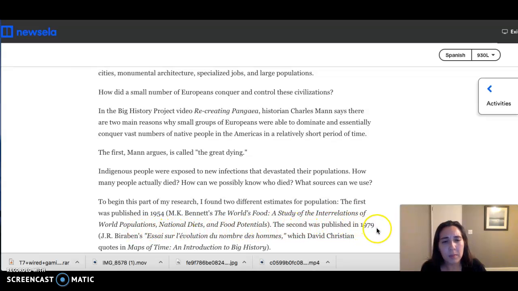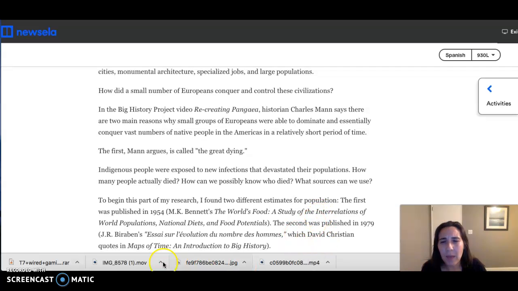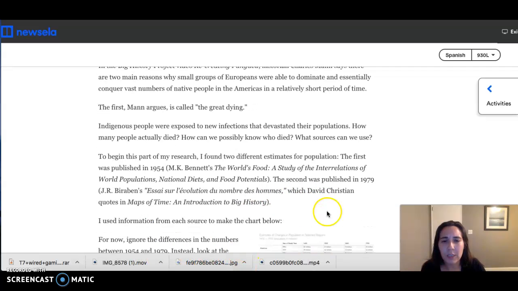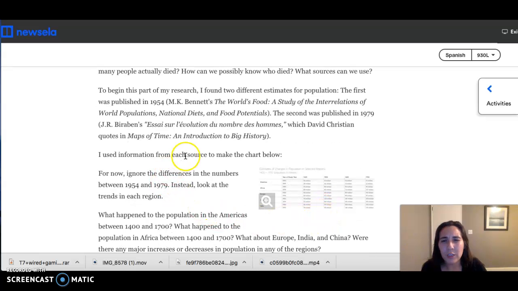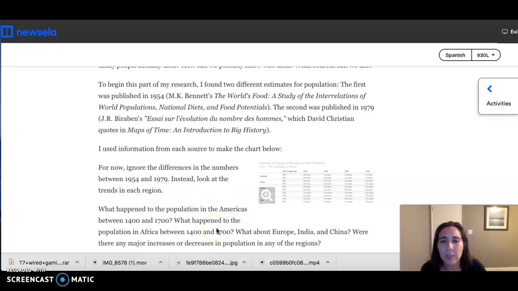The second was published in 1979, J.R. Burban's Essai sur l'évolution du nombre d'hommes, which David Christian quotes in Maps of Time and Introduction to Big History. I used information from each source to make the chart below. For now, ignore the differences in the numbers between 1954 and 1979. Instead, look at the trends in each region.